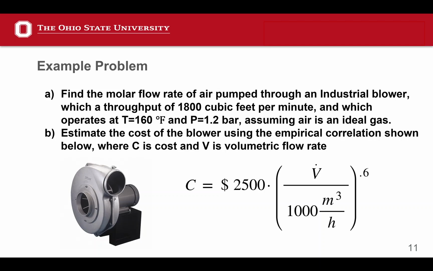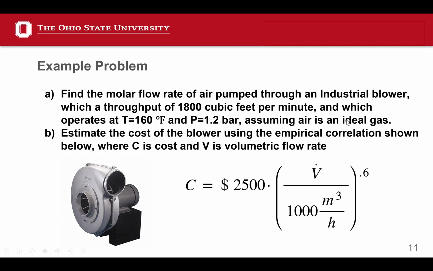All right, so I'm going to go through another example problem, more the kind of problem that you'll run into in 2200. I'll discuss how we apply unit and sig fig rules to it. So we're tasked here with finding the molar flow rate of air through a blower, which is moving 1,800 cubic feet per minute at the given temperature and pressure. Then in the second part, we're taking this formula for cost and plugging in the volume flow rate of the blower to get a cost estimate, the volume flow rate being this V dot here.